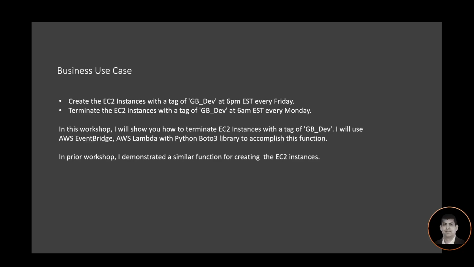In this workshop, I will show you how to terminate EC2 instances with a tag of GBDAV. I will use AWS EventBridge and AWS Lambda with the Python Boto3 library to accomplish this function. In a prior workshop, I demonstrated a similar function for creating the EC2 instances. If you want to learn about starting and stopping the EC2 instances using EventBridge rather than creating and terminating, please watch my video on this workshop. Link is in the description.